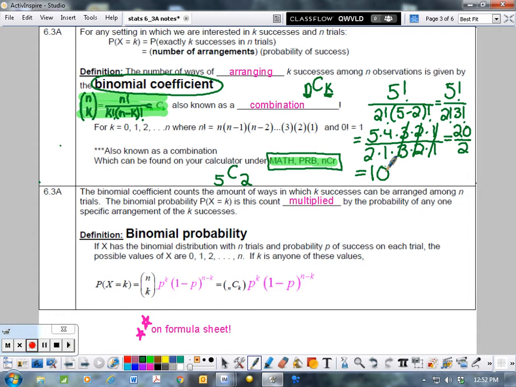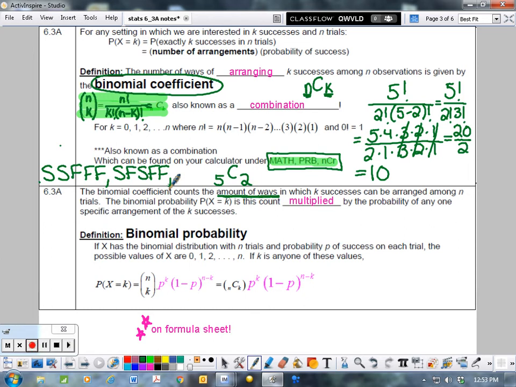And so why is that important? Because we have to figure out how many different ways I can get that value so we can calculate the probability. So the binomial coefficient counts the number of ways in which k successes can be arranged among n trials. So why do we do that? Because I could have success, success, failure, failure, failure, or I could have success, failure, success, failure, failure. And instead of having to go through those and mentally calculate how many different ways I can do that, we have a formula that allows us to calculate that.